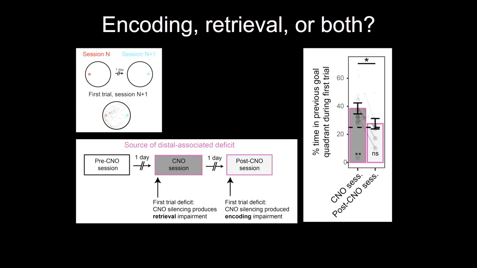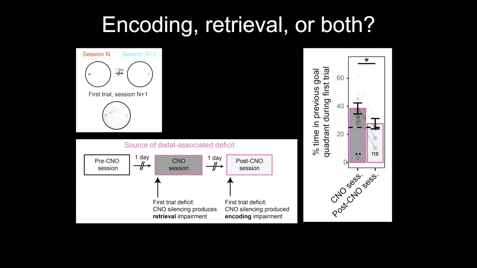However, on the day after they received CNO, this is where we saw a precipitous drop in performance, and the animals performed no better than chance levels. This suggests that the distal subiculum was required for the encoding, but not the retrieval of the spatial working memory task.